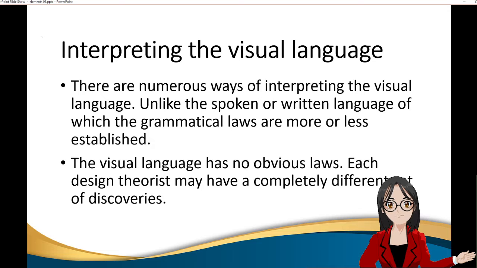So the question here is, how do we interpret visual language? In this part, there are many ways to interpret visual language. It is not like spoken or written language, where the grammatical laws are more or less established.